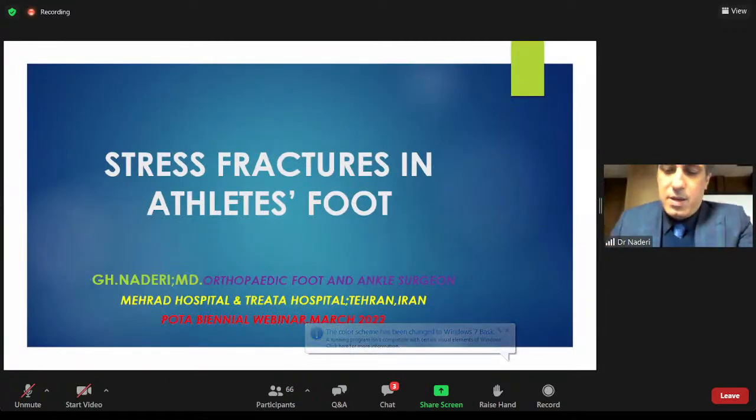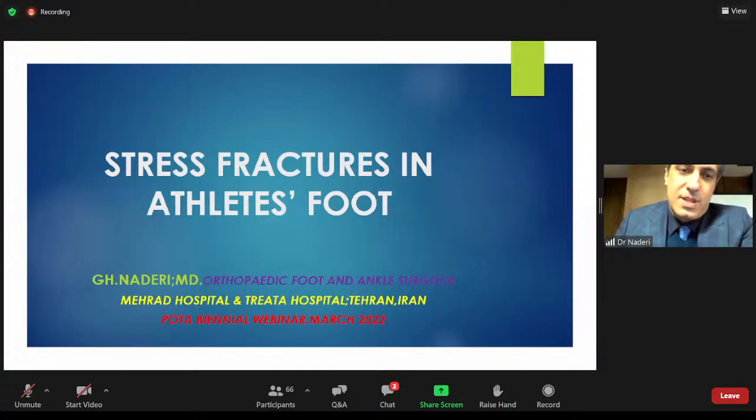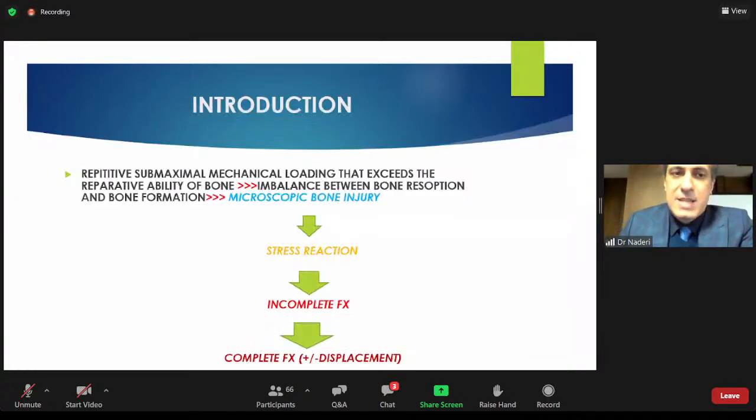The topic I'm going to deal with, in brief, is stress fractures in the athlete's foot. As we know, the basic science is that repetitive submaximal mechanical loading that exceeds the reparative ability of bone causes an imbalance between bone resorption and bone formation, and it leads to microscopic bone injury. It will cause a cascade of stress reaction, incomplete fracture, and complete fracture that might be either displaced or non-displaced.